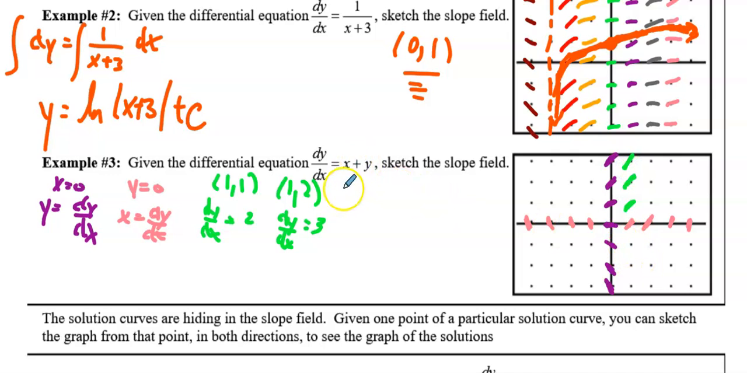Well, what about negative 1? If I do negative 1, 1, and I add these up, this is going to end up being 0, right? That's going to end up being 0. So now this is where I go to another selling point.